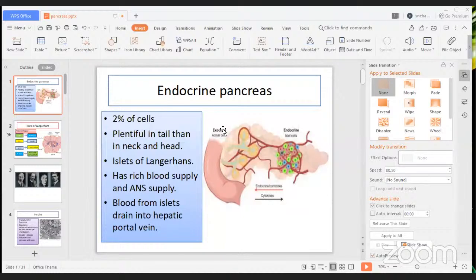So our learning objectives: at the end of the session, you should be able to tell what the different cells with endocrine functions in the pancreas are, what hormones are secreted by them, what the actions of those hormones are, what the mechanism of action of those hormones is, and what the applied physiology related to that is. Is that clear for all? So that is what we are intending with this class. So I'll start.